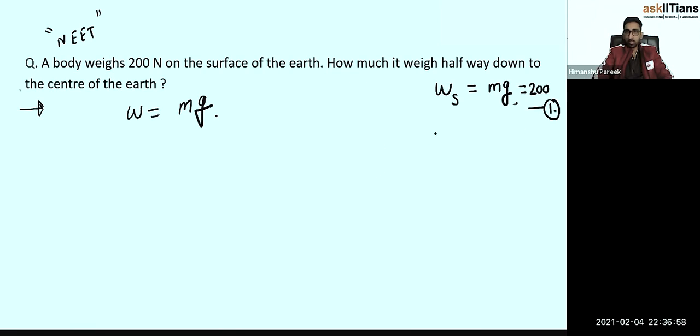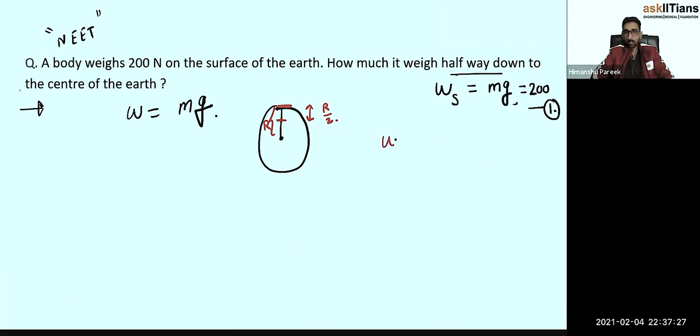When I talk about depth d below, I have to go down, right? So how much will its weight be when it goes halfway down? Suppose it's the Earth, and now you have come here, which is halfway down, r by 2. Total is r, so halfway down means r by 2.